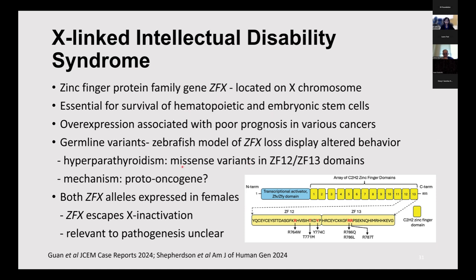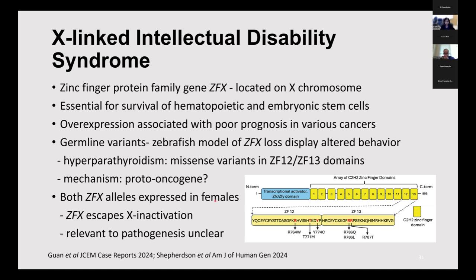However, in their cohort, primary hyperparathyroidism was only seen in missense variants of this gene, and all the missense variants that showed primary hyperparathyroidism are located in zinc finger domains 12 and 13. So it is unclear if in parathyroid tissue these variants really result in a loss of function or a gain of function of this gene.